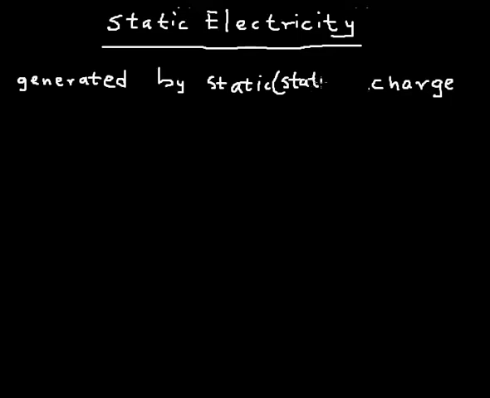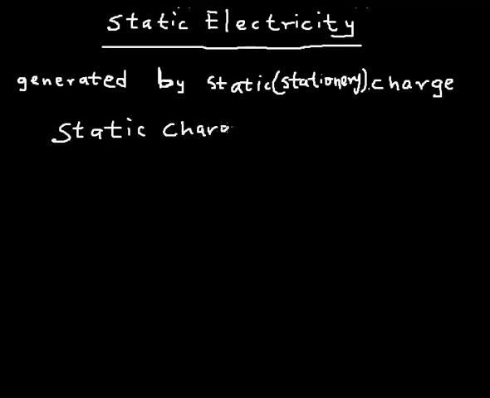Unlike what you have in current electricity, where the charge is mobile. It flows through the conductor. So now, how is this static charge generated? How is static charge itself generated?